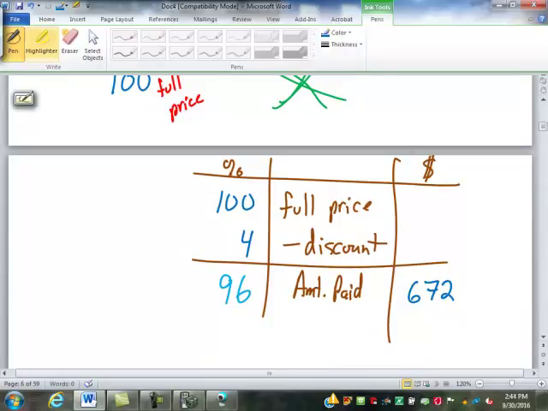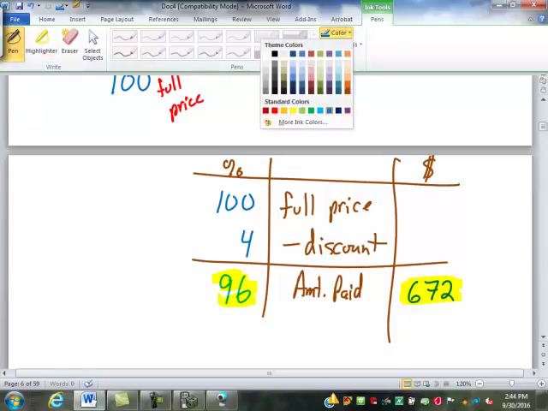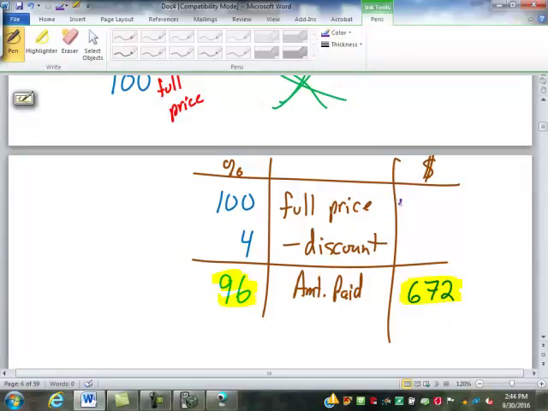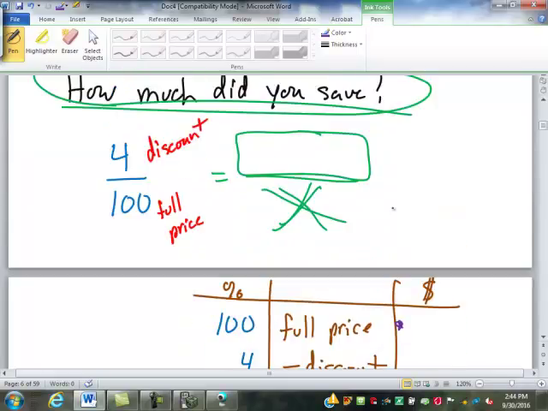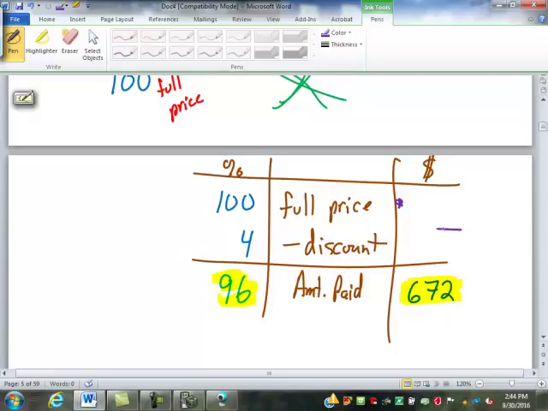So for the amount paid, we know the dollar amount and we know its percent. The next question is, which amount are we looking for? Are we looking for the amount paid? Yes or no? Sorry, not the amount paid. Are we looking for the full amount? No, we're looking for the amount we saved. We're looking for the amount of the discount.